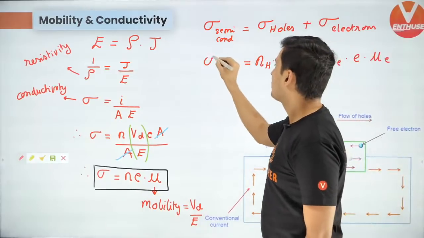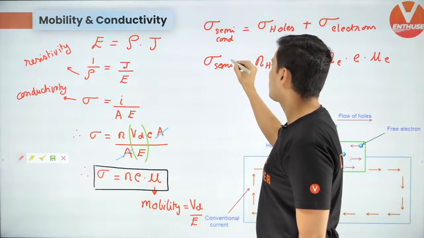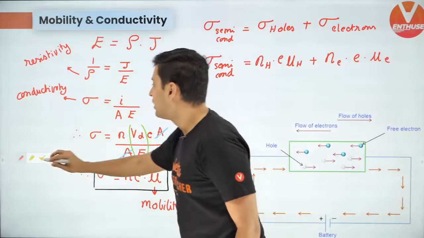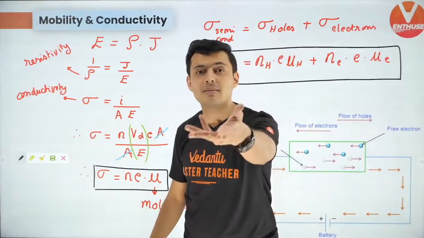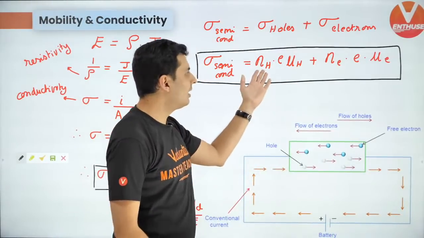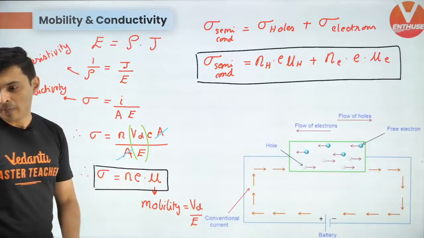So this is the sigma of a semiconductor. Very, very important formula. You should know this. All the values will be given to you, don't worry. But people don't know this formula. That's why they don't do this problem.